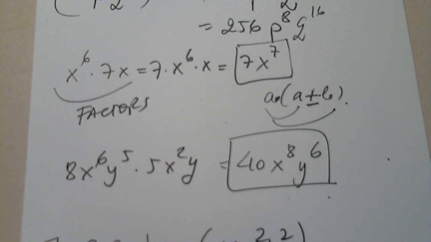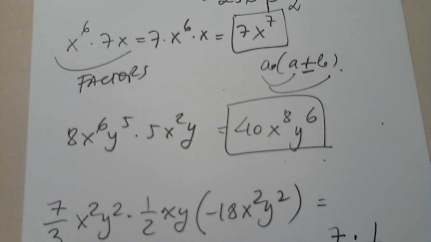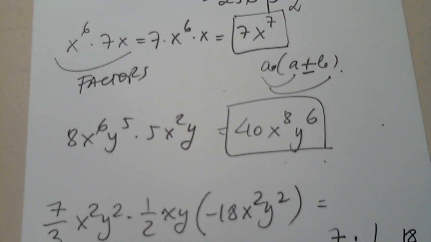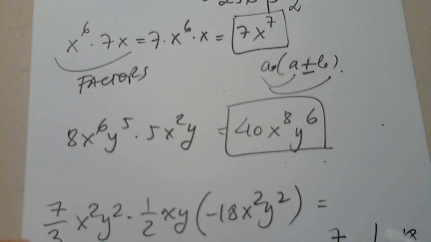Okay, so I'm going to take care of the numbers first. 7/3 times 1/2 times -18. So obviously the sign will be negative. So 7/3 times 1 over 2 times 18 over 1. I'm addressing the sign first. Since there is only one negative, obviously, the whole product will be negative. So I took care of that from the beginning.